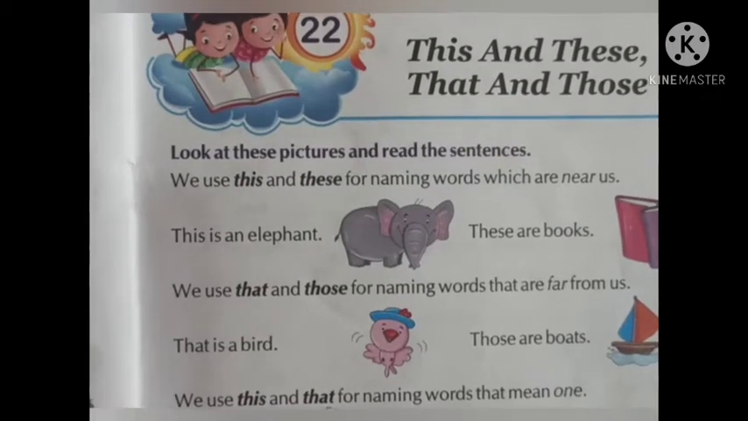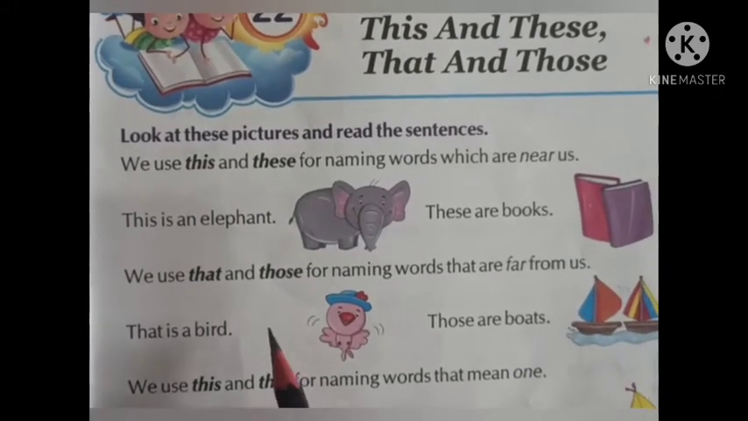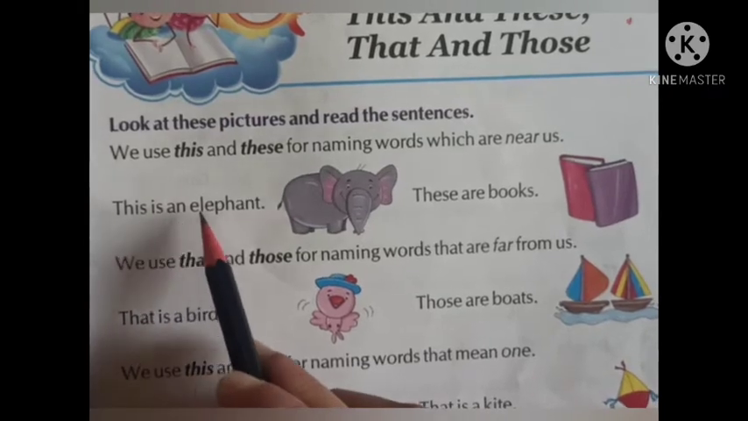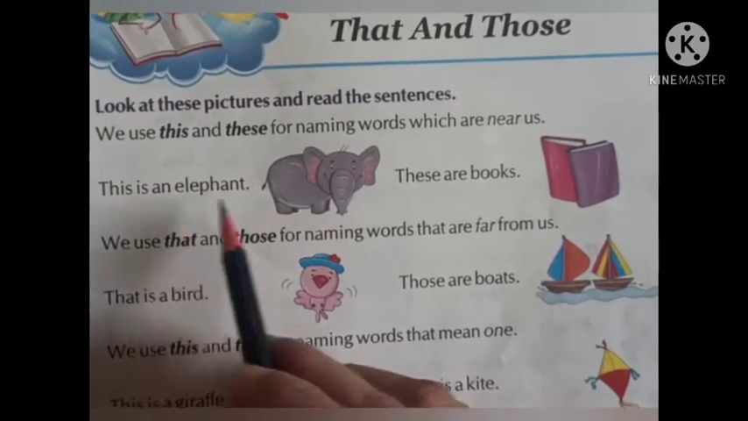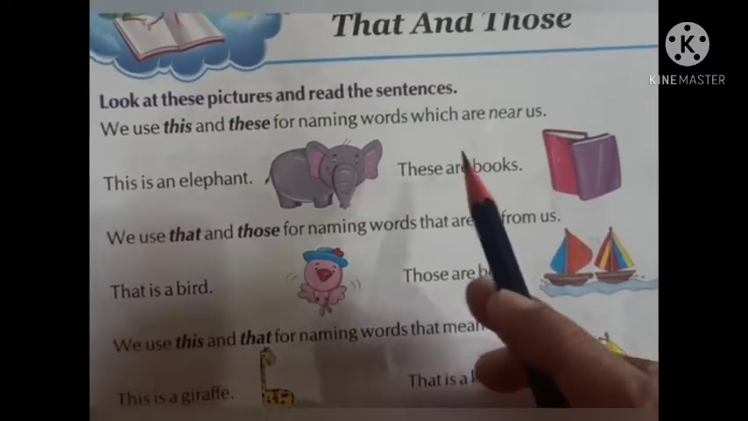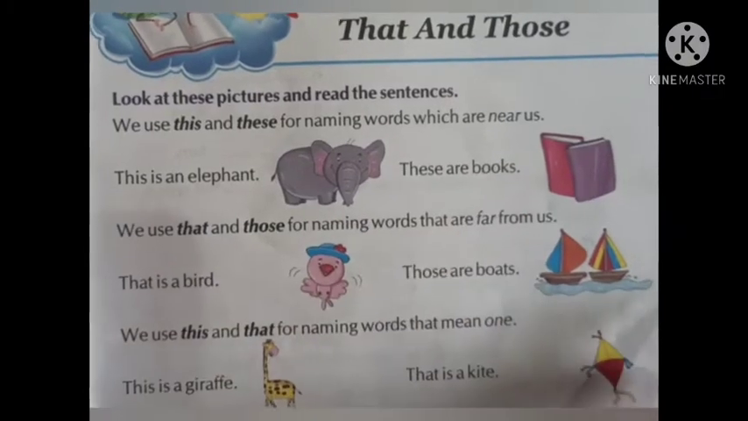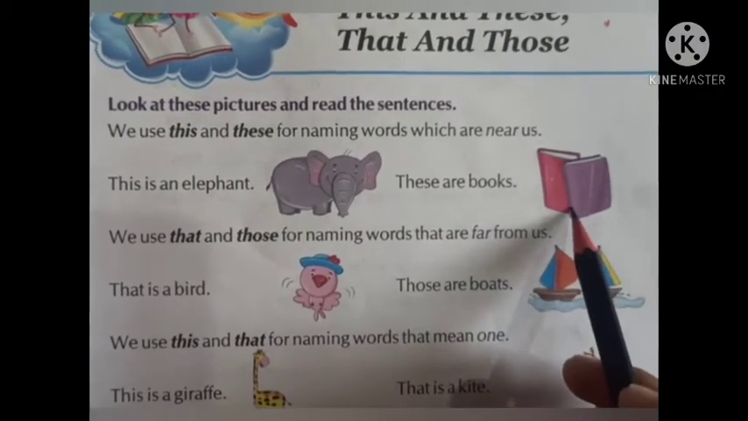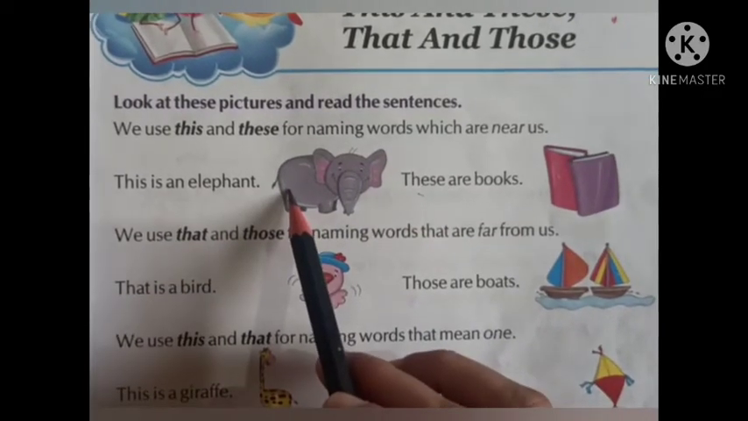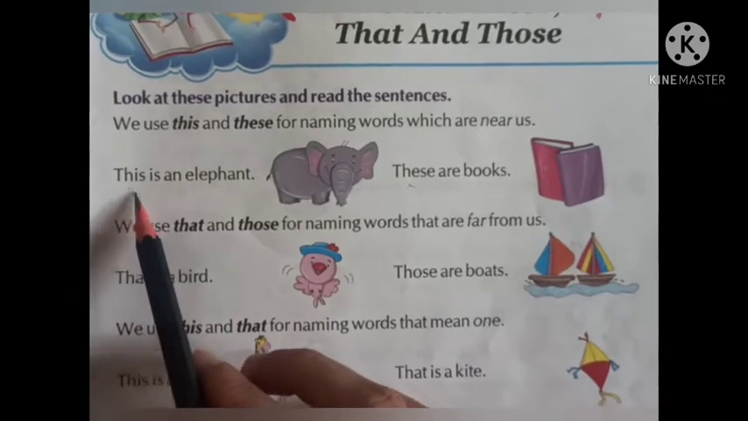So students, this is page number 47 of your English textbook. You can see here, this is an elephant. The elephant is near, so we say this is an elephant. The next one, these are books. The books are more than one in number, so we make use of these. Whereas the elephant is only one in number, so we make use of this.